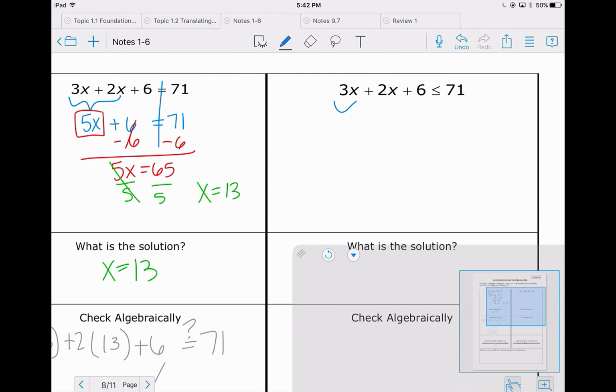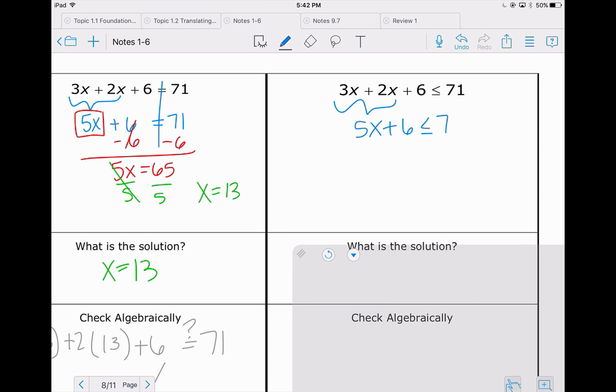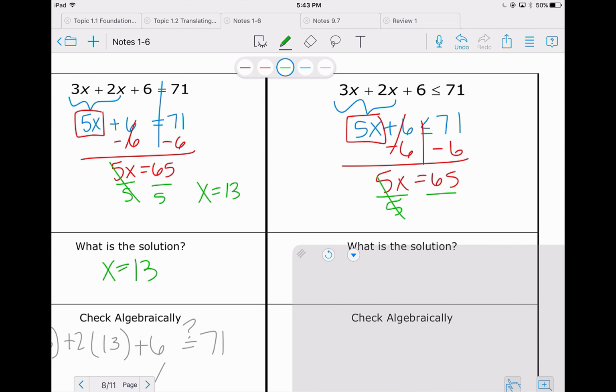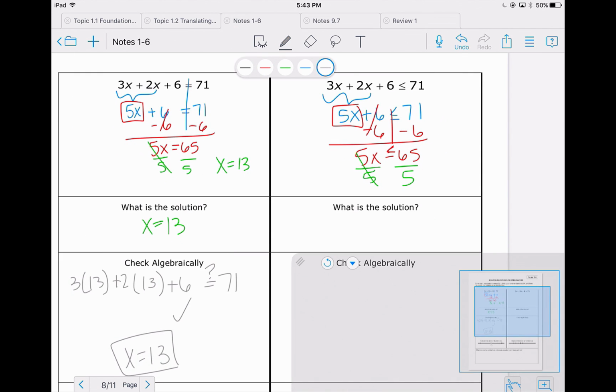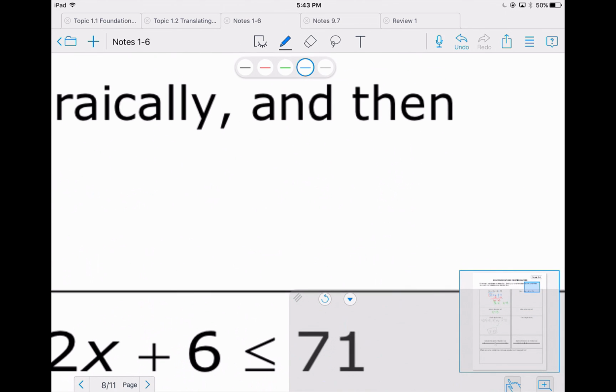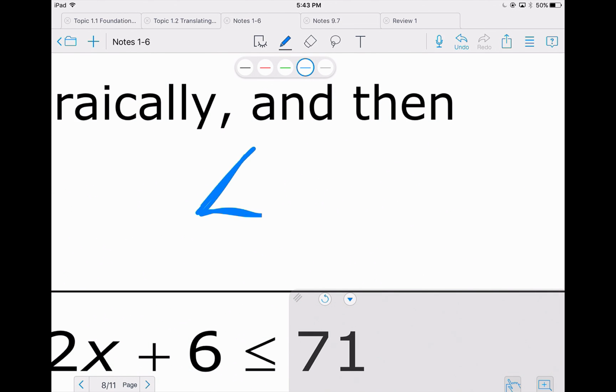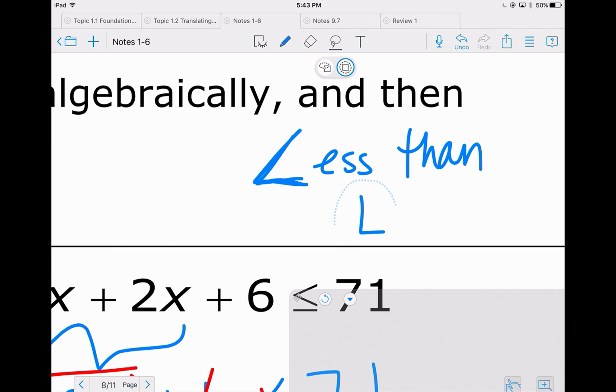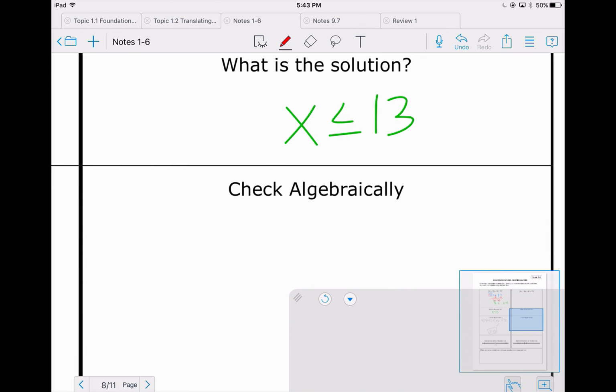So looking at it here, 5x plus 6 is less than or equal to 71. Subtract 6 from both sides, so 5x is less than or equal to 65. Divide by 5. Sorry, I lost my sign. With this one, my solution is x is less than or equal to 13. And just a quick trick for you, when you have the symbol like this, it kind of looks like an L for less than. Or you can remember that if you take the letter L and rotate it just a tiny bit, it is now a less than symbol. So my solution is x is less than or equal to 13.